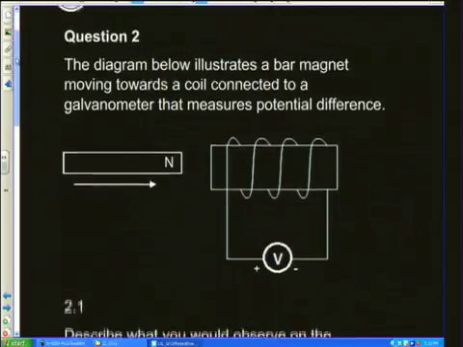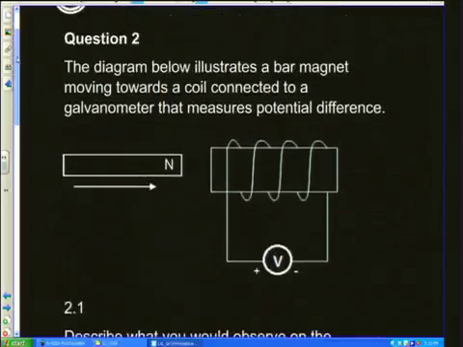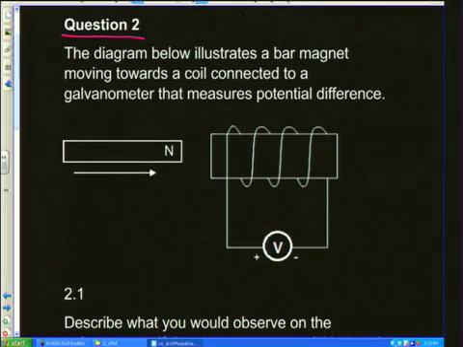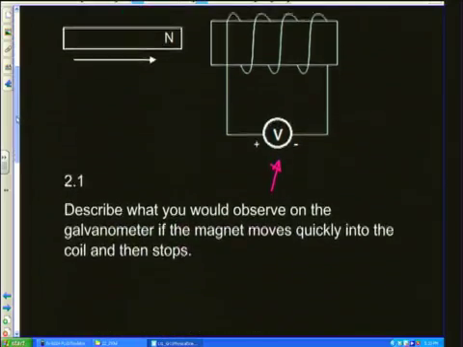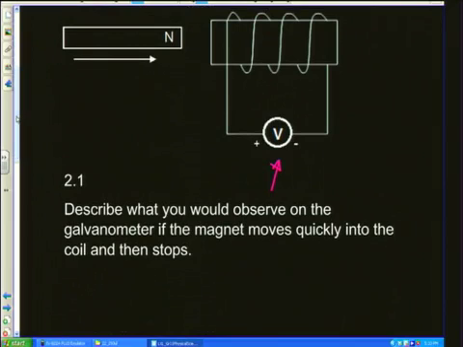Right, now, question number 2. The diagram below illustrates a bar magnet moving towards a coil connected to a galvanometer that measures potential difference. So there is the galvanometer that is measuring the potential difference. Let's look at the first question. Describe what you would observe on the galvanometer if the magnet moves quickly into the coil.